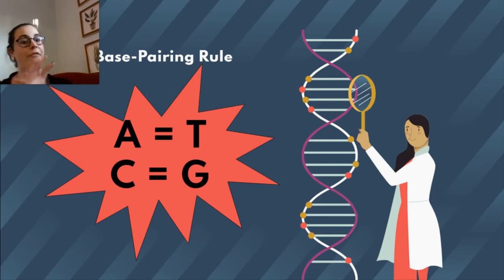You might want to draw 5 stars around this. A goes with T, C goes with G, always and forever. You will always find A with T and C with G. So if I have 15 A's, then I must have 15 T's because they're always together. If I have 30 G's, then I must have 30 C's because they're always together.